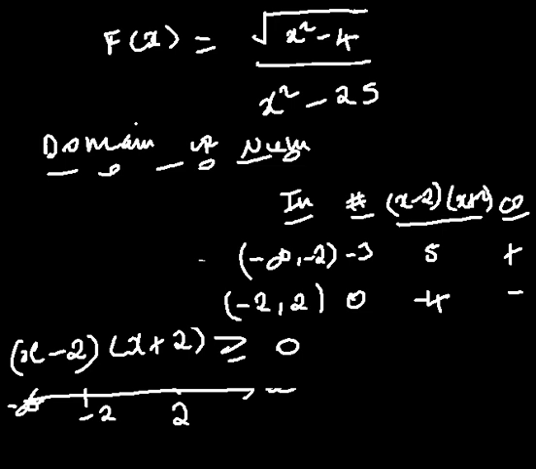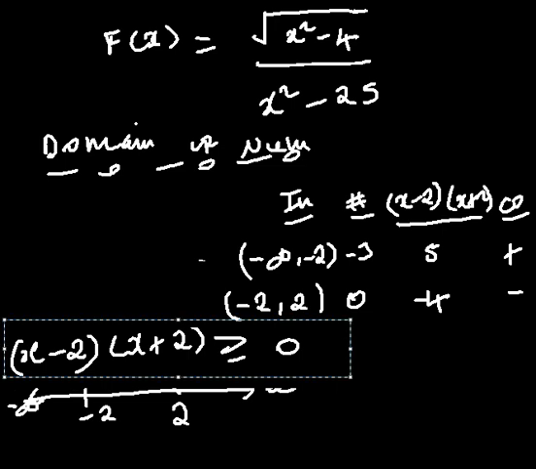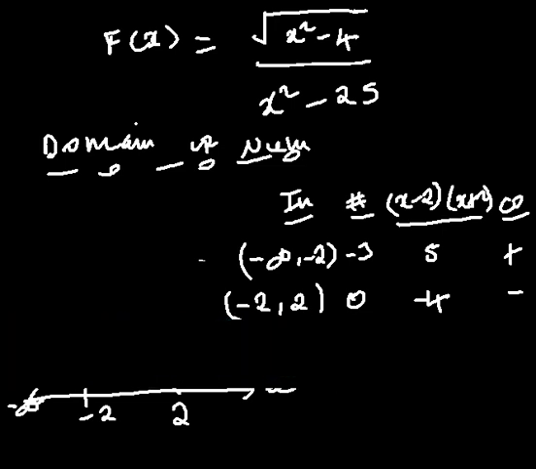And what else should you choose? By the way, let me take this one away. Let's think of having positive 2 to positive infinity. Let's choose 3. 3 here gives positive 1, and 3 there gives 5. We'll have positive 5. Hence we have the positive conclusion.